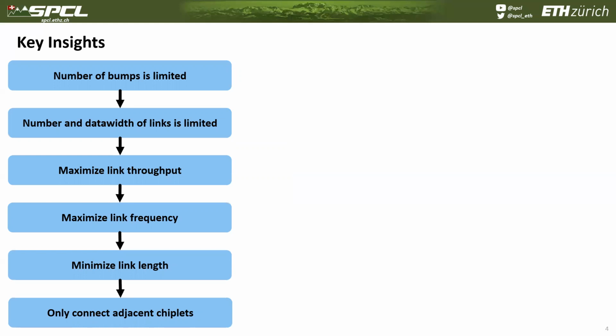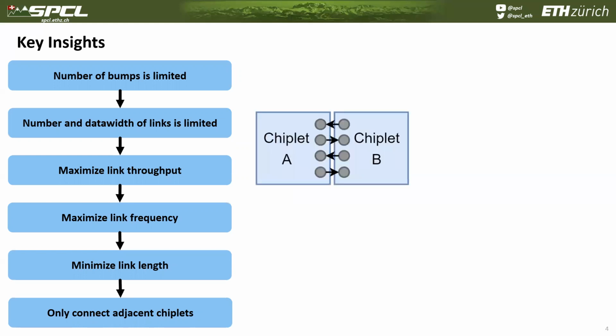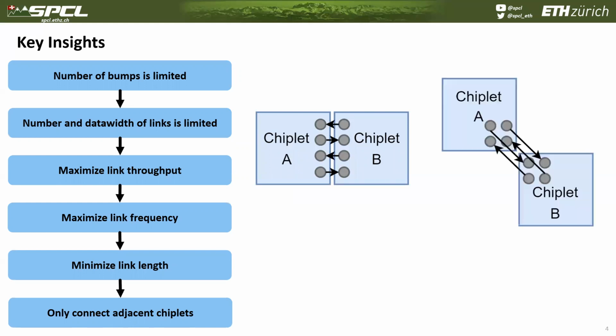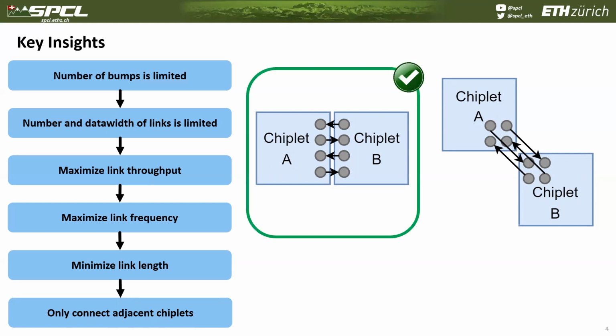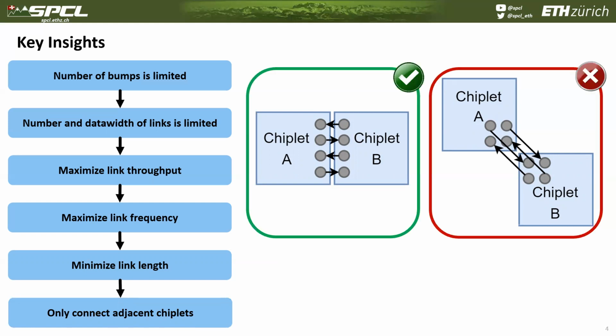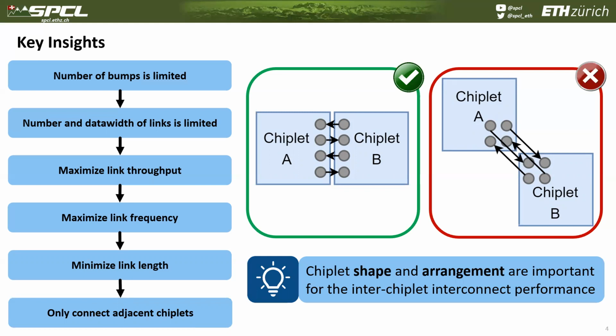In our project, we assume that adjacent chiplets are always chiplets that share a common edge, like here in this example. We could also discuss chiplets that share a common corner. However, if they only share a common corner, the link length is significantly increased compared to the other case. So for our work, we assumed that this counts as adjacent, but this does not. So since we can only connect adjacent chiplets, we now have the situation where the shape and arrangement of chiplets are very important for the performance of the inter-chiplet interconnect. This is because shape and arrangement of chiplets basically dictates the topology of the inter-chiplet interconnect.